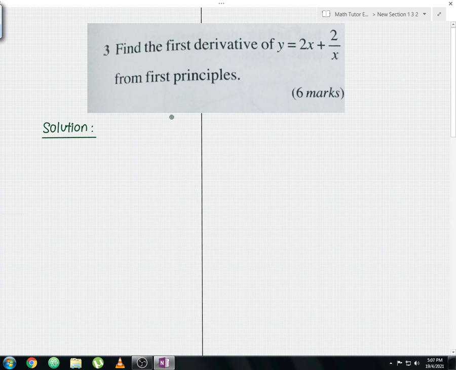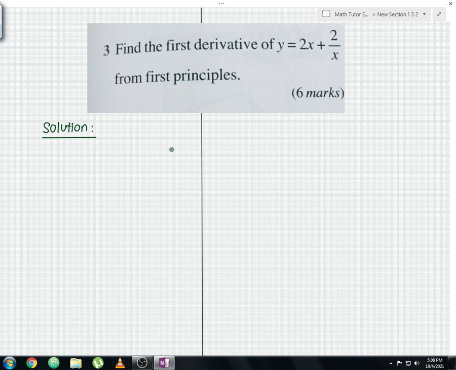This question is similar to the previous example that we have discussed, which involved the first derivative using the first principles method. The only difference is this question is slightly more complicated. If you haven't watched the previous example, I recommend you watch it first, then come back to this video so that you can understand this question better. Okay, so let us proceed to solve this question.